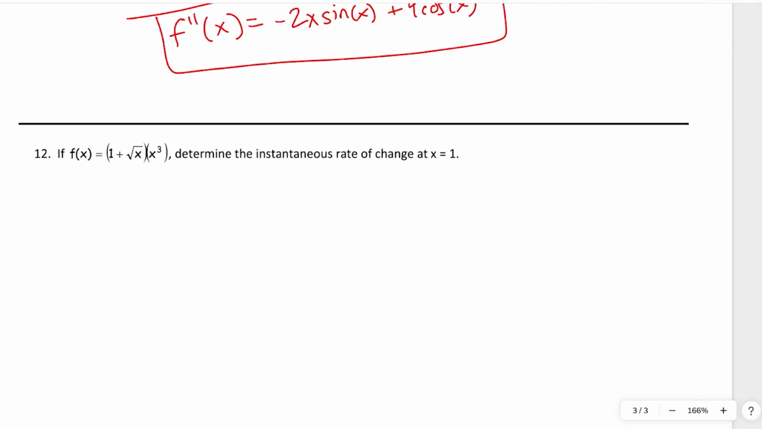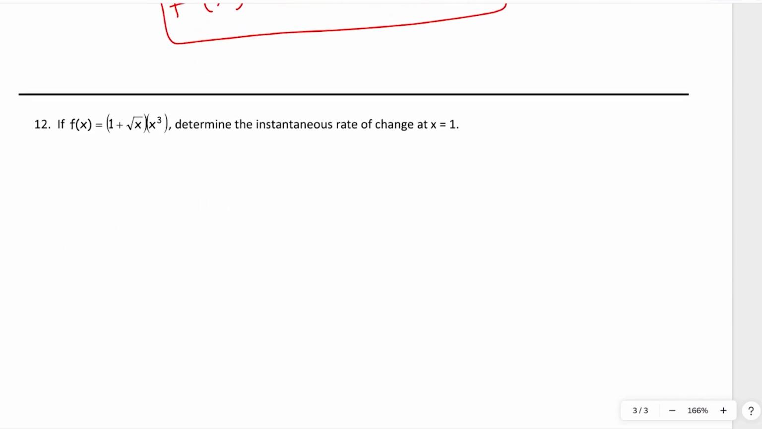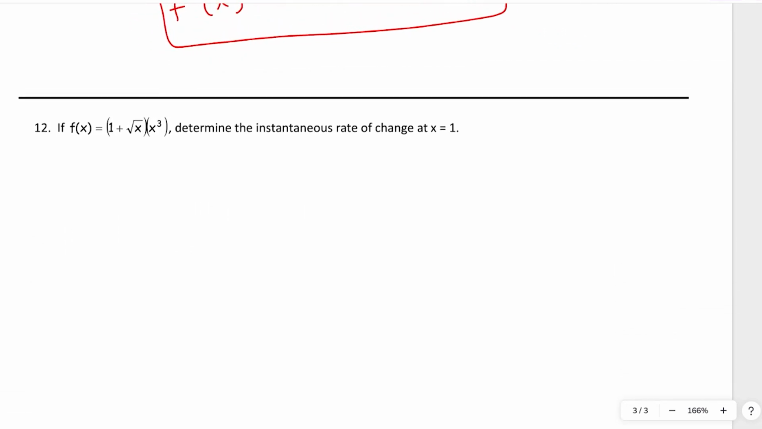Number 12. This is our last one. Determine the instantaneous rate of change. Okay, so at x equals 1, what this is basically saying is find the derivative at 1. That's all it's saying. So we need to find the derivative using the product rule. So f prime x, and you know what? Should we use product rule here?